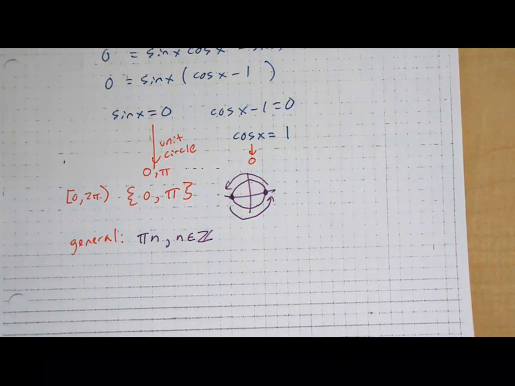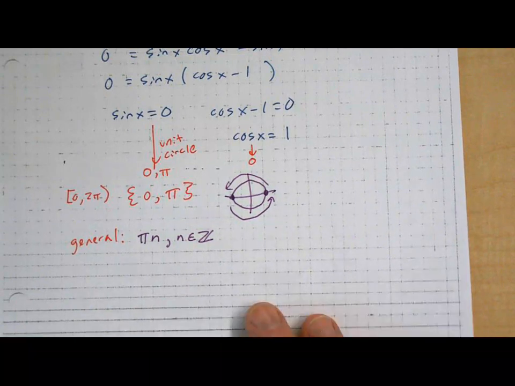But if you prefer, you could write 0 plus 2 pi n and pi plus 2 pi n, and n is an integer. That's fine too. Any questions on that one?